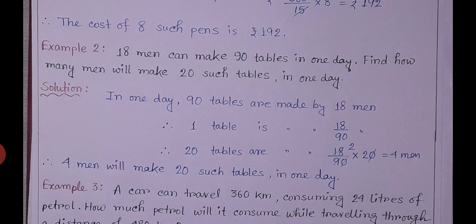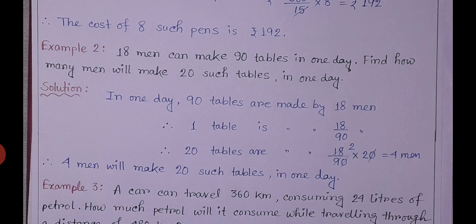Next step is to find the unit quantity. Therefore, one table is made by 18 by 90 men, and after that 20 tables are made by 18 by 90 into 20, and then as usual you have to solve, and the final answer is 4 men will make 20 such tables in one day.